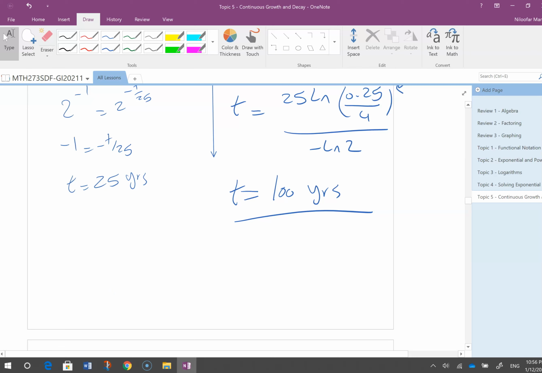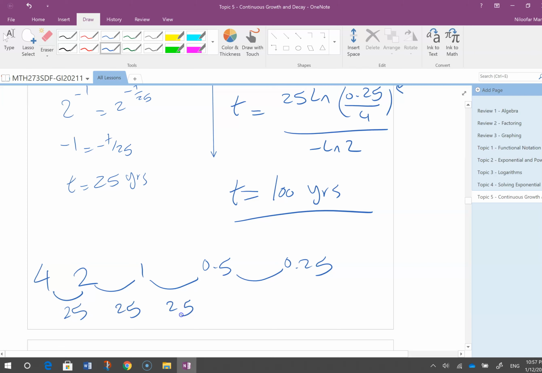And it makes sense because from 4 goes to 2, 25 years. From 2 goes to 1, 25. 1 goes to half, 25, and half goes to 0.25. So 25 years, 25 years, 25 years, and 25 years, and when you add them all, it's 100. Okay, makes sense.